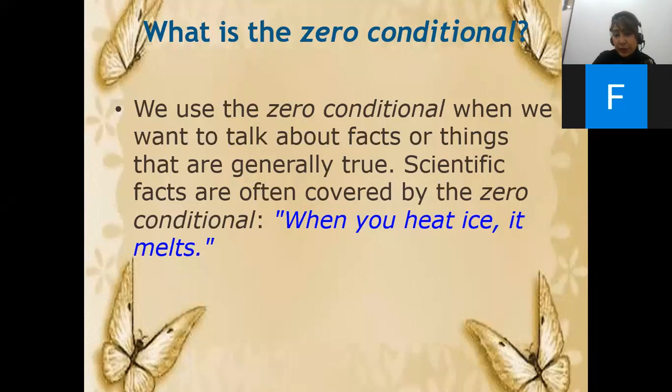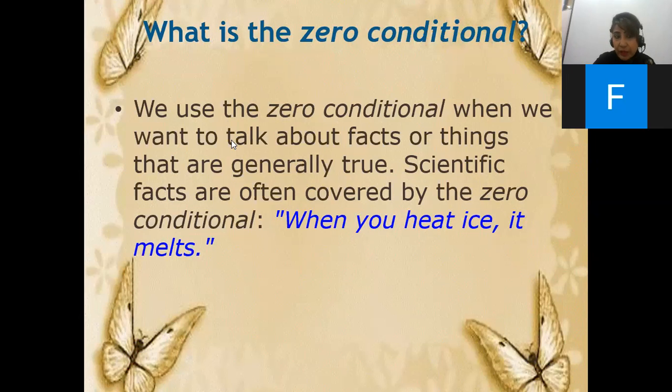But in this example, what two tenses can you see? Ma'am, both are in present simple. Excellent, Fatima. Thank you so much. They both are in present simple, or present indefinite. It means you can easily spot the difference between the first conditional and the zero conditional. The zero conditional is when the two clauses, the if clause and the other clause, both are in simple present, or sometimes imperative sentences as well.